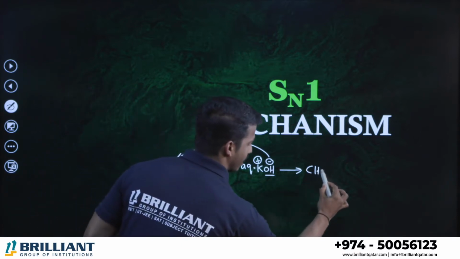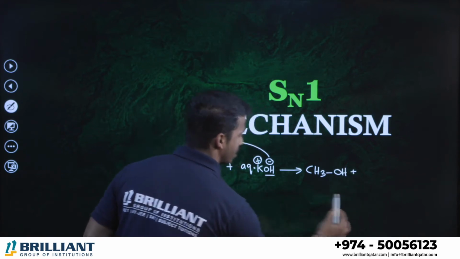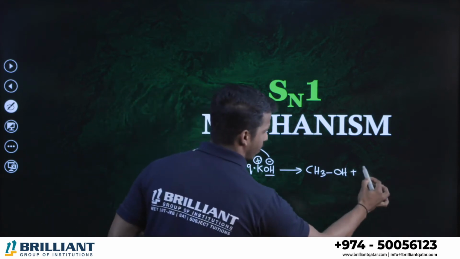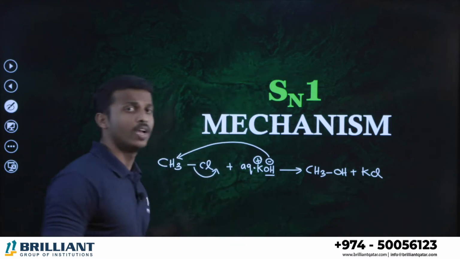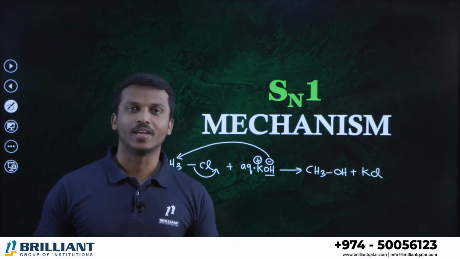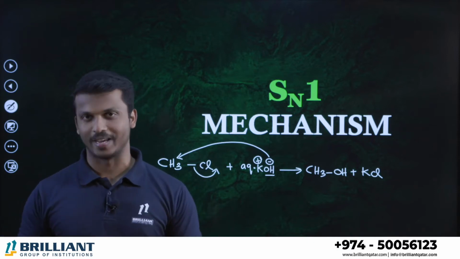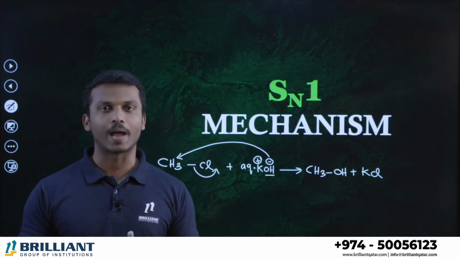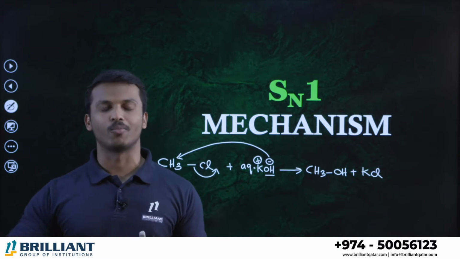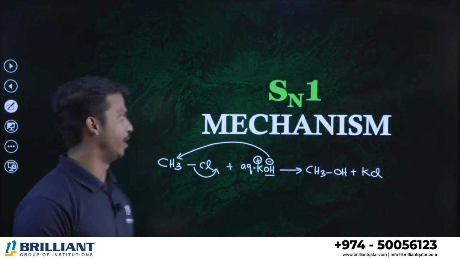CH3OH. You will get CH3OH plus the byproduct, which one? KCl, right? So this reaction can happen in two ways. That is SN1 and SN2 mechanism. How this substitution happens through the SN1 mechanism, we can discuss in detail in this video.